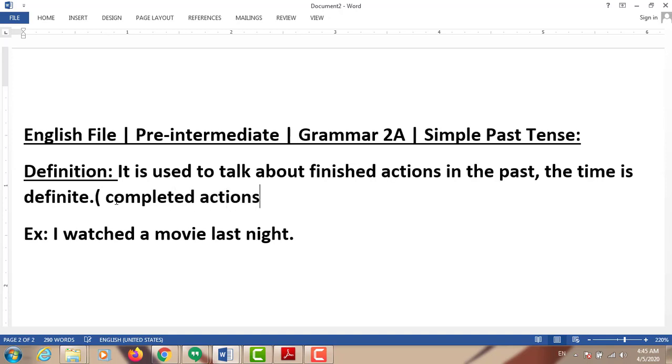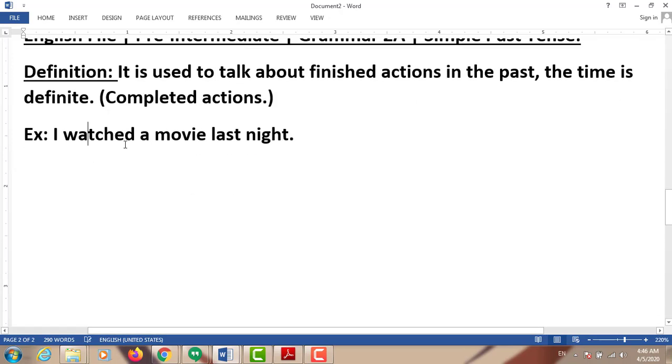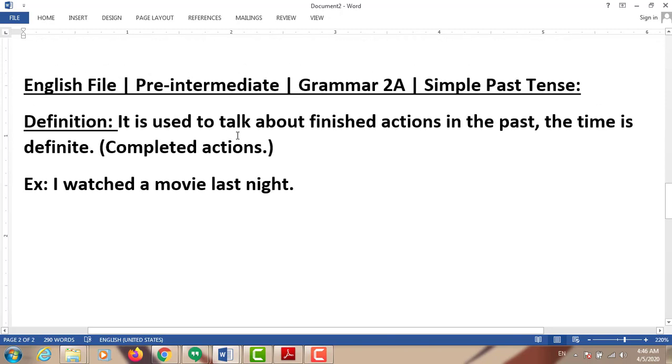And that means it shows completed actions. One, actions or things that are finished, ended. Two, actions or things that are what? Completed. So keep in mind, completed means the movie finished and I completed watching a movie. Okay, keep this in mind.